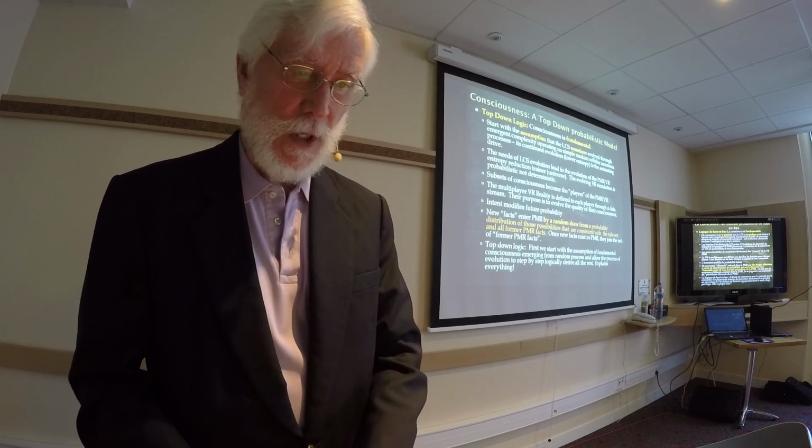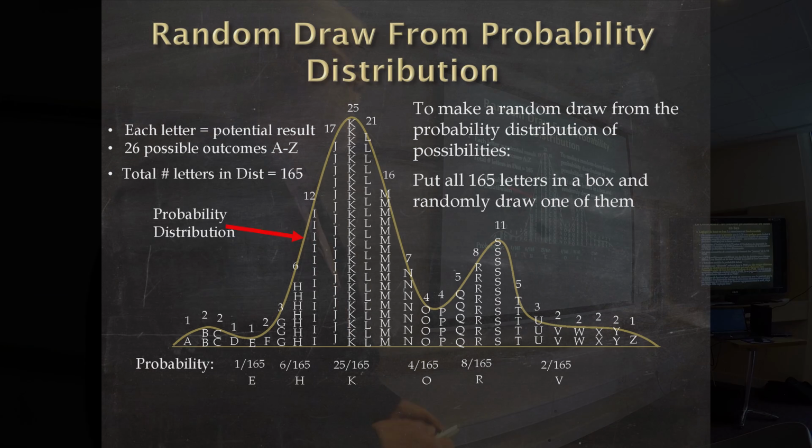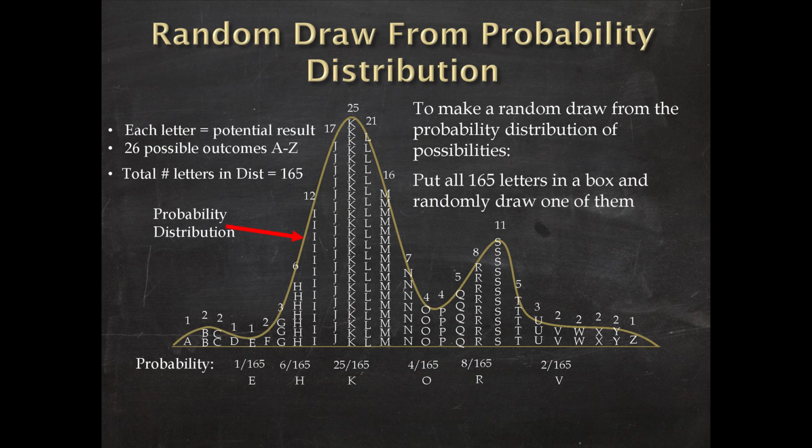Okay, let's go to the next slide. I've talked a lot about pulling this random draw from the probability distribution, and now I want to give you a little sense of what I mean by that. Here's a chart that I generated, and I have A through Z, all the letters of the alphabet. Each one of those represents an outcome. So there's 26 possible outcomes. Something's going to happen, and we have all the possibilities.